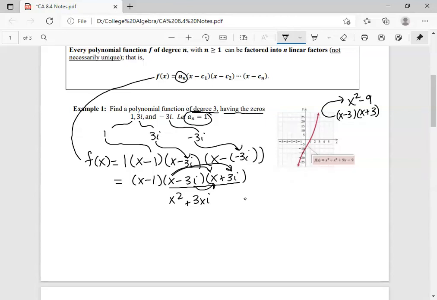I'm going to move down to the bottom. Negative 3i times x is going to be negative 3xi. Negative 3i times positive 3i is going to be negative 9i squared. Now keep in mind, I still have this x minus 1 that I haven't dealt with. I'll worry about it in a minute.